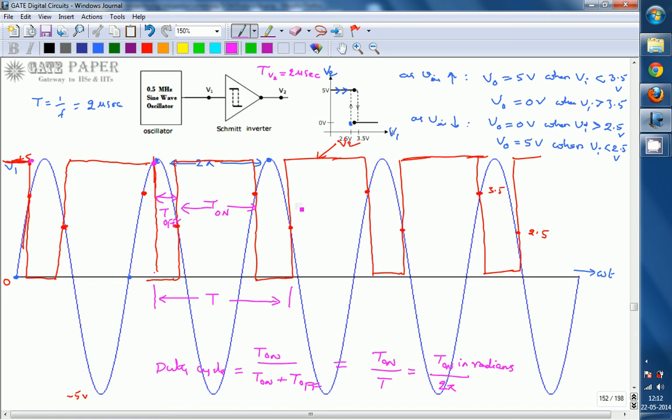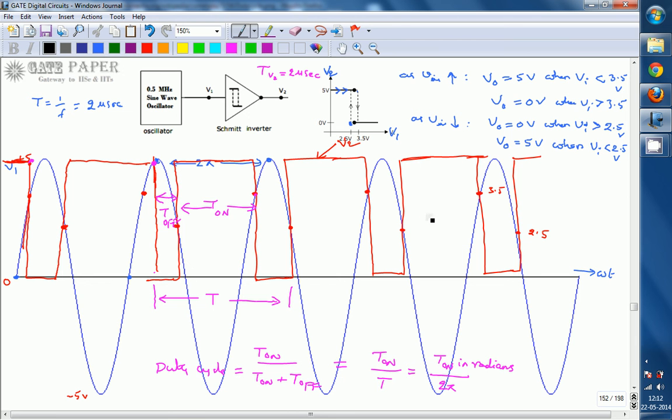And remember, whenever the input signal reaches 3.5 volts, we go in this way. Now T on can be written in this way. If you observe T on, from here we will see, this is one complete cycle. This is somewhat better, we will go for this one.